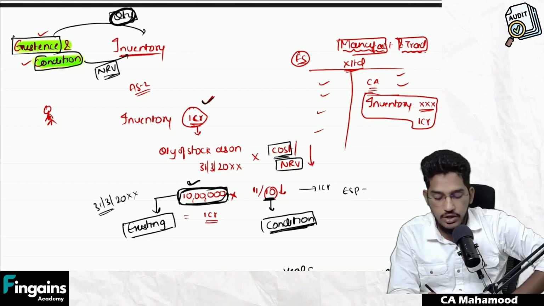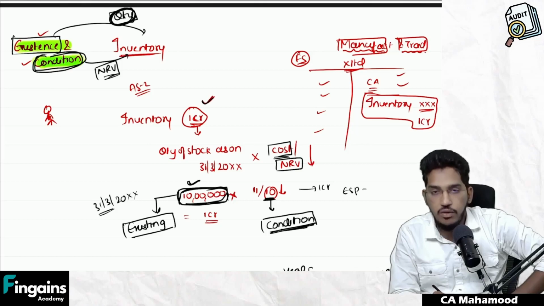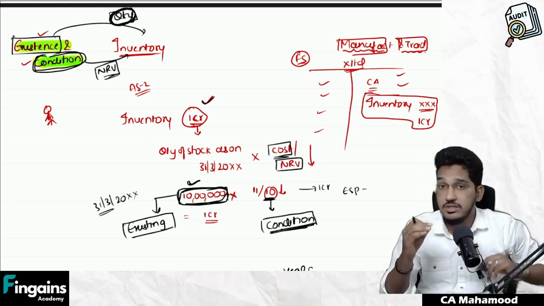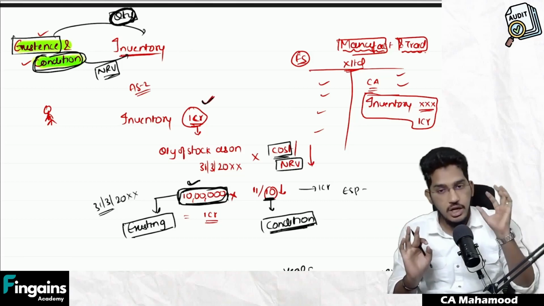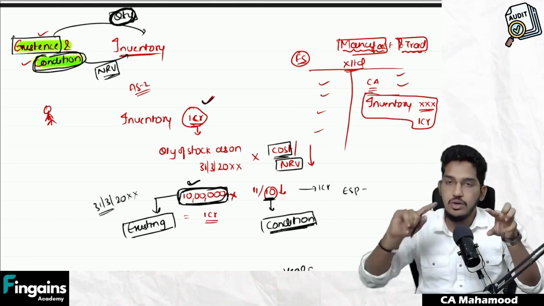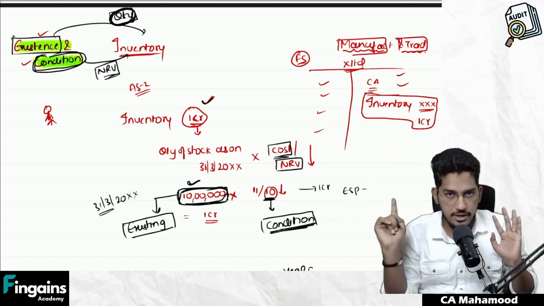So when I say you have to obtain evidence regarding existence of inventory, you are trying to obtain evidence regarding quantity of the stock. When I say you are trying to obtain evidence regarding condition of inventory, you are trying to obtain evidence regarding quality of the stock. Is it of normal quality or inferior quality? Why? Because the condition of the stock will fluctuate its NRV.